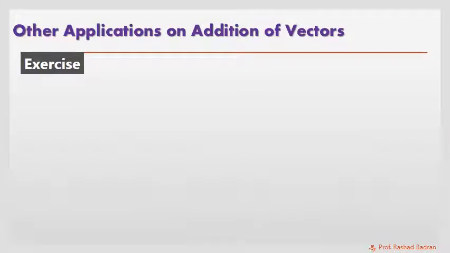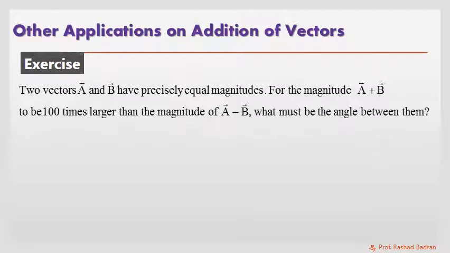Here the students must do this exercise on the addition of vectors. Here we have two vectors A and B of precisely equal magnitudes. For the magnitude of A plus B to be 100 times larger than the magnitude of A minus B, what must be the angle between them?